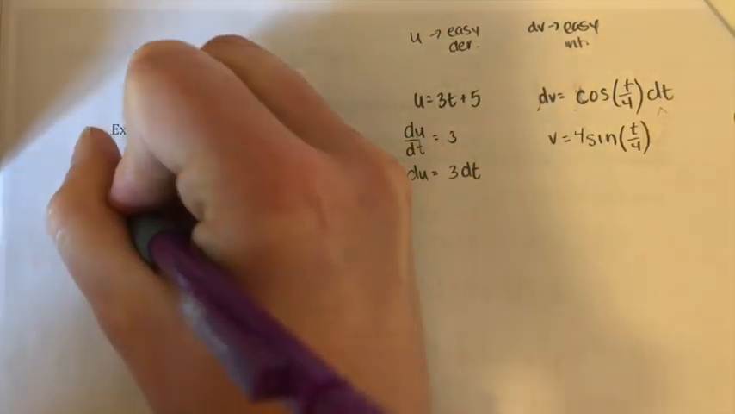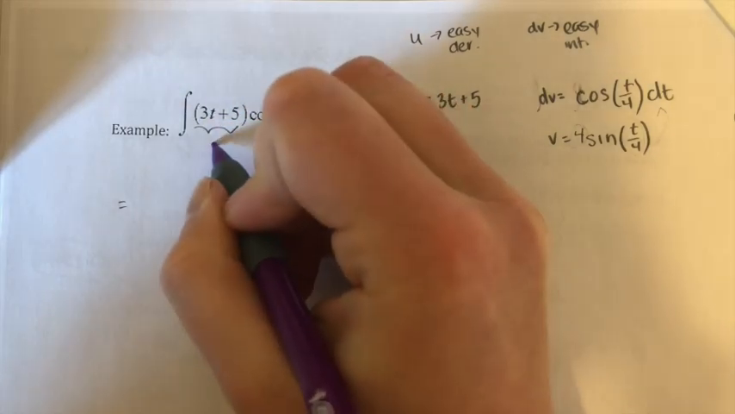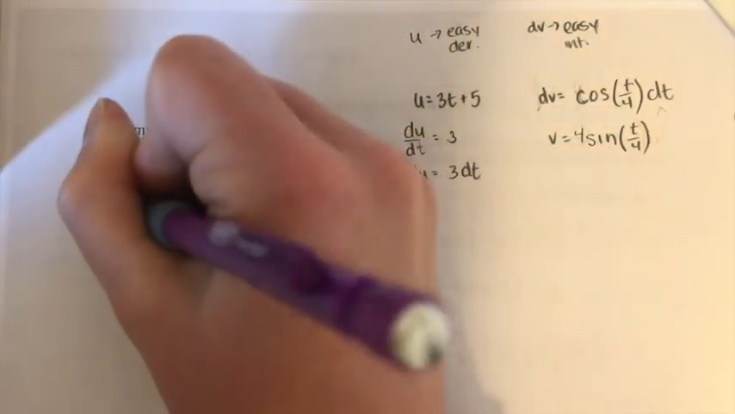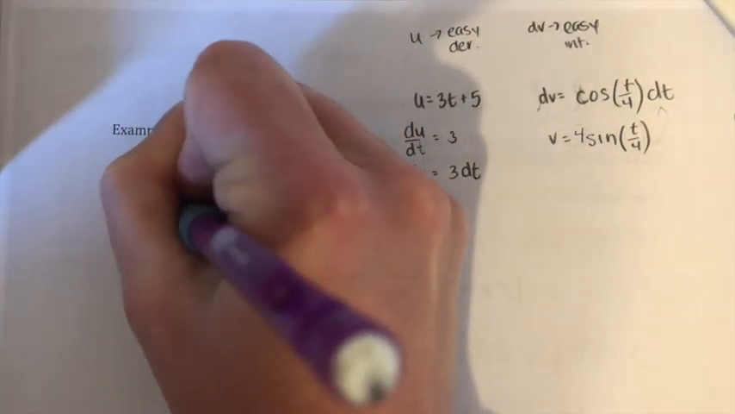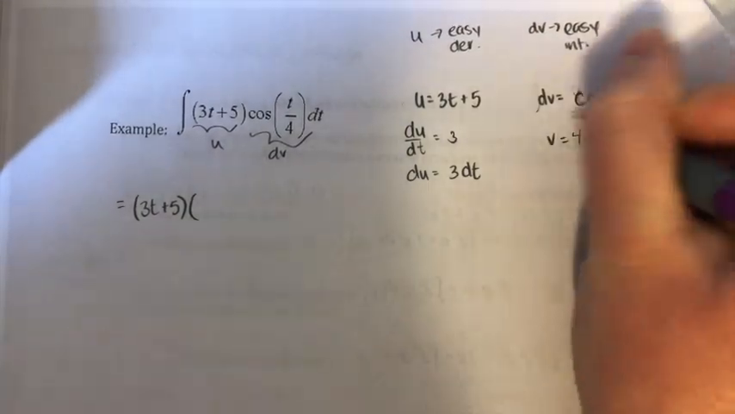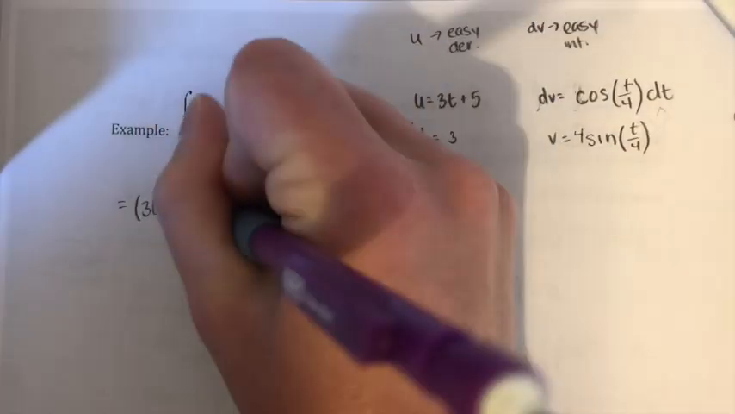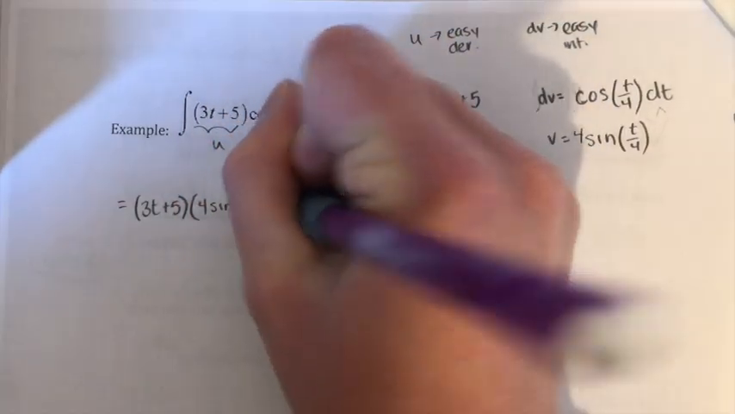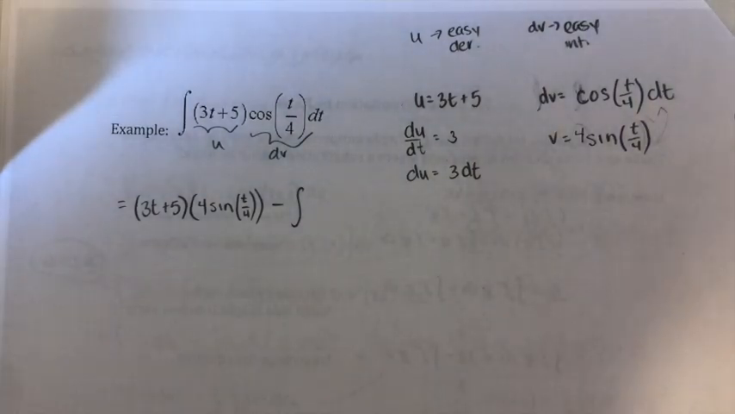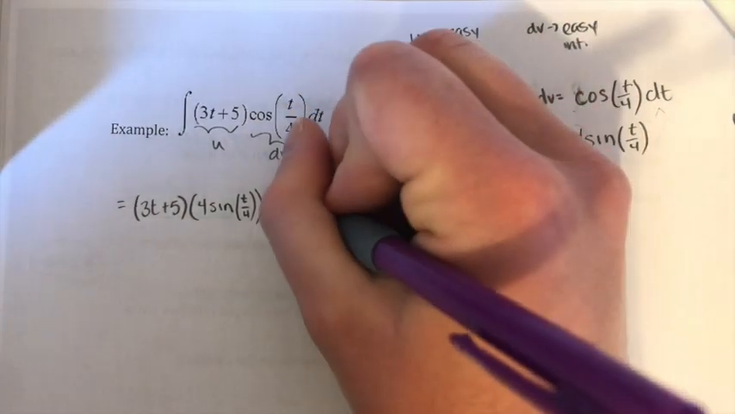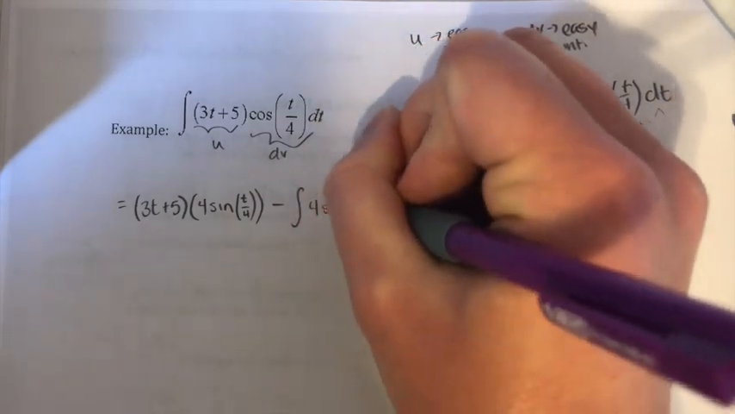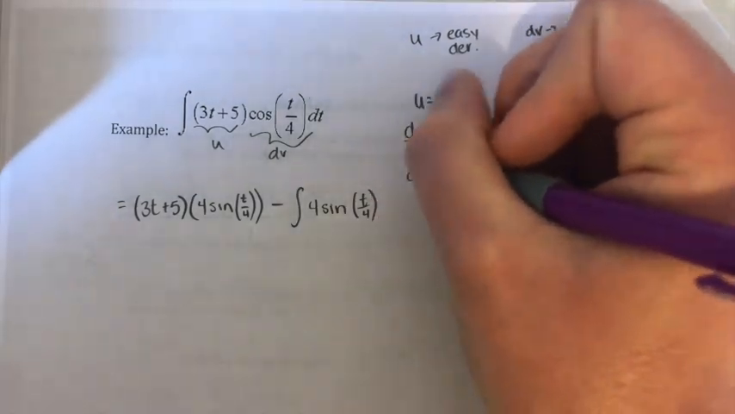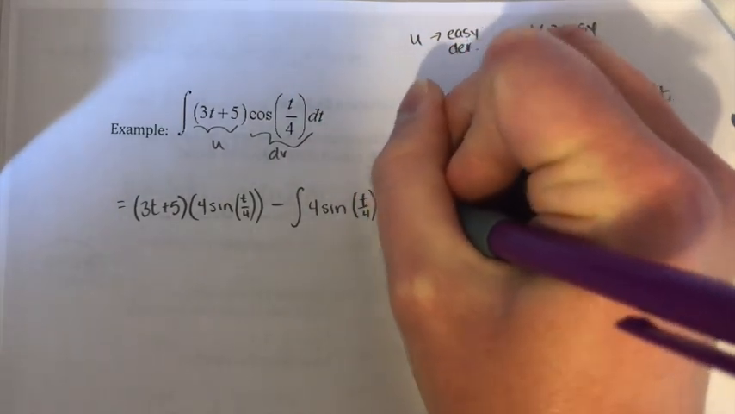So now we're going to break this. This is u, this is all dv, so we're going to replace it according to our formula. So we're taking u, so 3t plus 5, and multiplying it by this v, so 4 sine of t over 4. Then we're subtracting the integral of v, so 4 sine of t over 4, times du, so 3 dt.